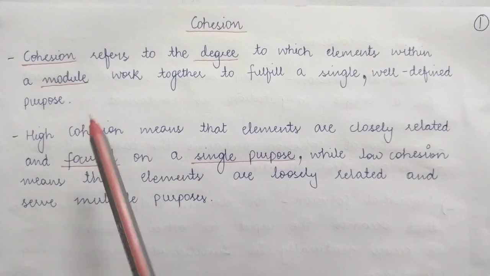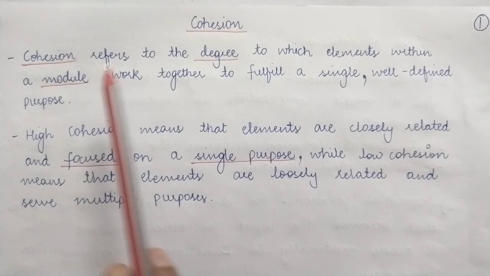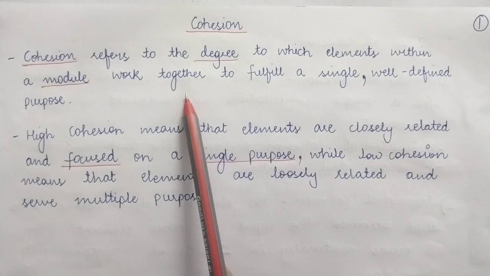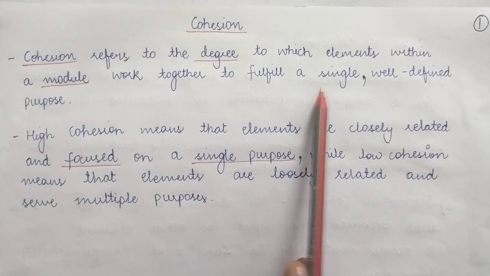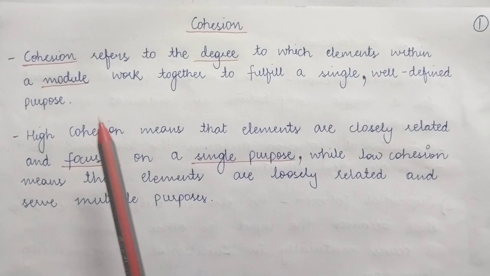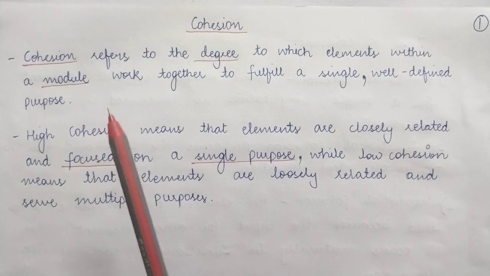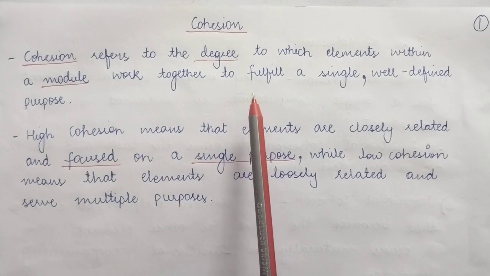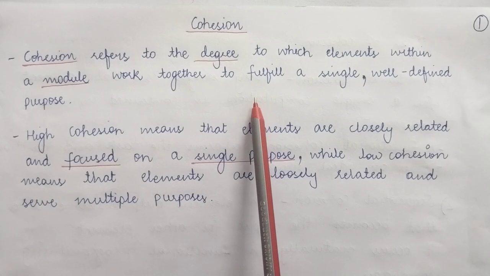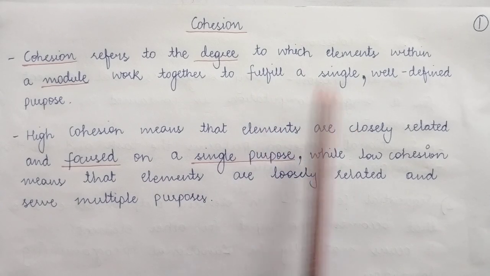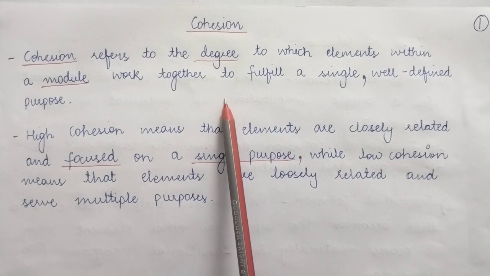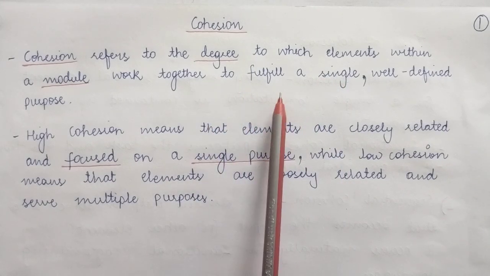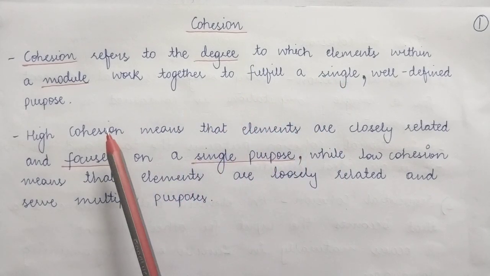Now what is cohesion? Cohesion basically refers to the degree to which elements within a module work together to fulfill a single well-defined purpose. So here we are talking of a single module and how, within a single module, different functionalities are achieved for a well-defined purpose. So how different elements are working together in the same module to fulfill a single well-defined purpose.